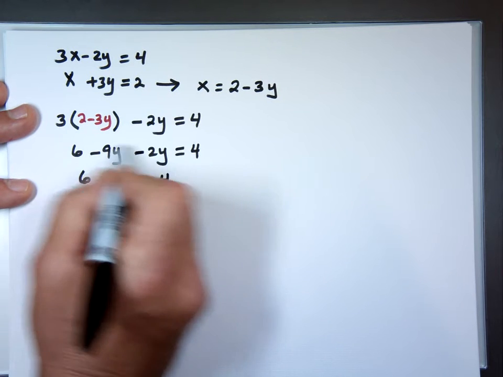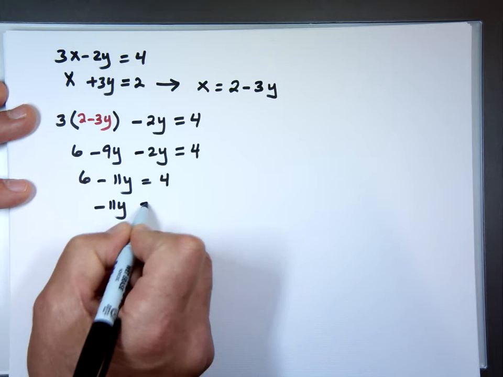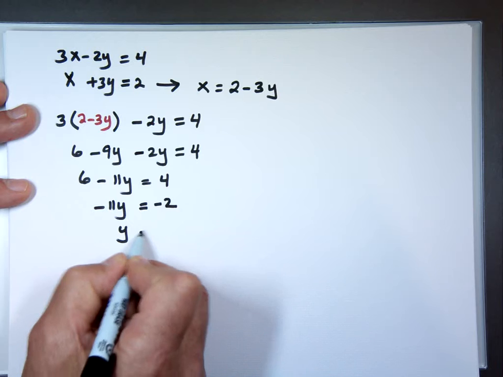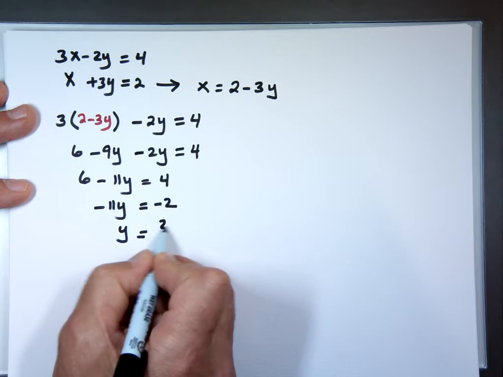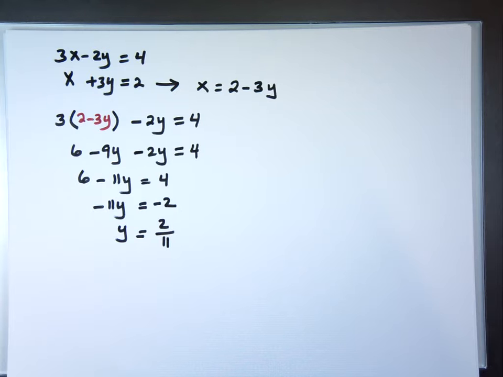Move the 6 over, it becomes a negative 6. 4 minus 6 is what? Negative 2. What is y equal to? Negative over negative, that's positive 2 over 11. Bless you. Now can I solve for x?